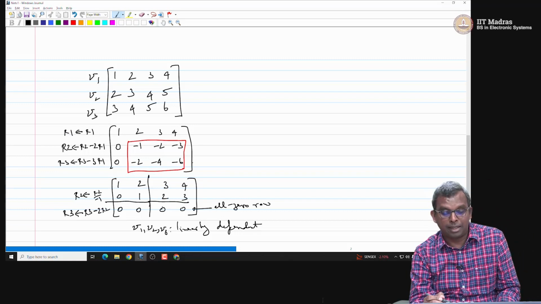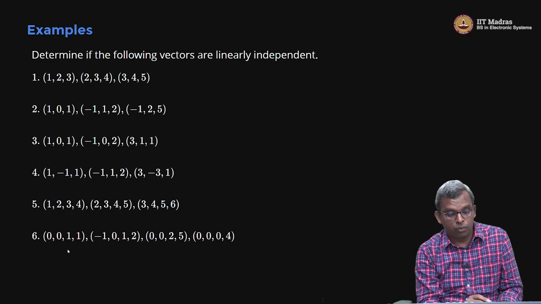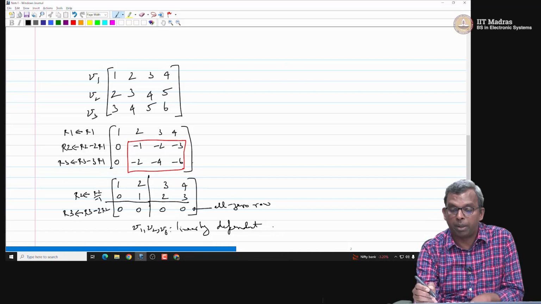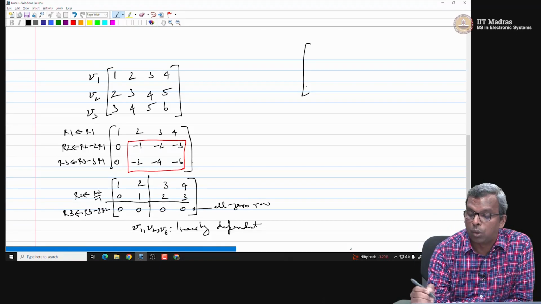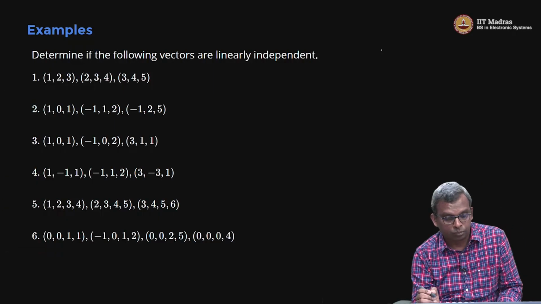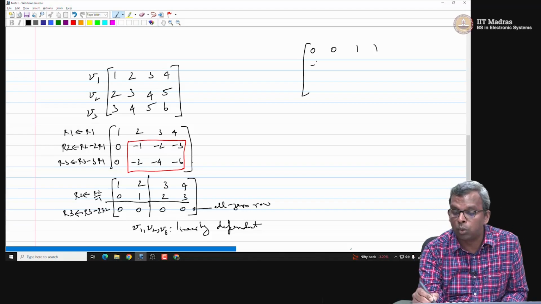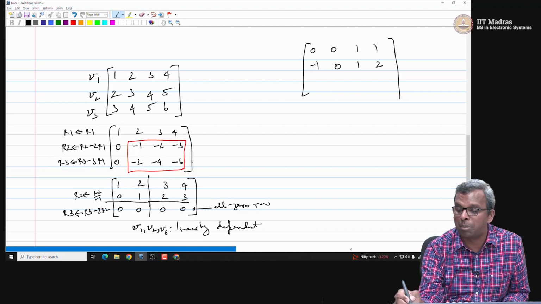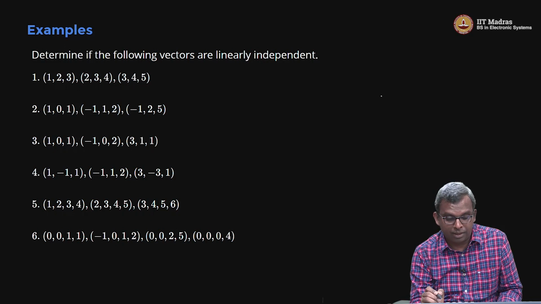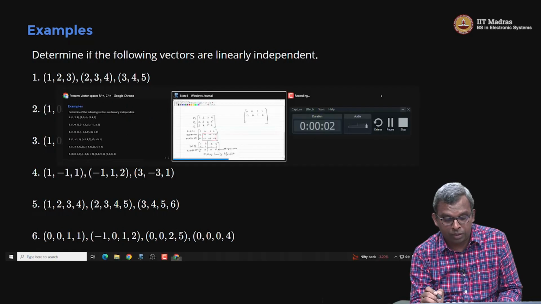This is a simple nice example. Maybe one more we will do with 4 of them. Okay, so it looks a complicated case. 0 0 1 1, minus 1 0 1 2. I hope I can write that down as a matrix: 0 0 1 1. I think that's right. Minus 1 0 1 2. I've just come up with a bunch of zeros. Maybe I may have to do some swaps here. We'll see that. 0 0 2 5 0 0 0 4.